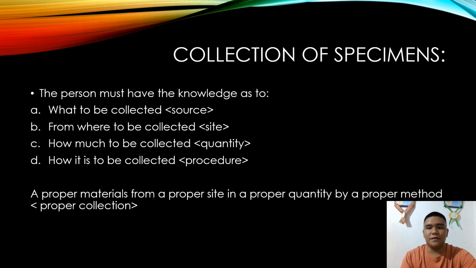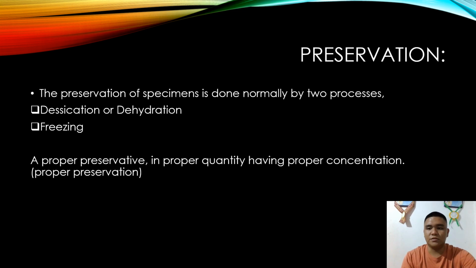Collection of specimens. The person must have the knowledge as to: A. What to be collected, source. B. From where to be collected, site. C. How much to be collected, quantity. D. How is it to be collected, procedure. A proper material from a proper site in a proper quantity by a proper method is proper collection.